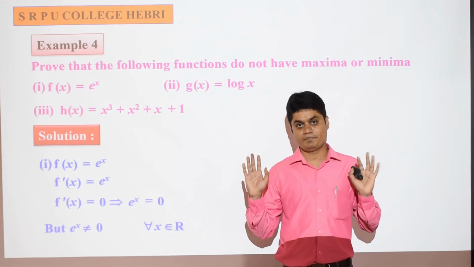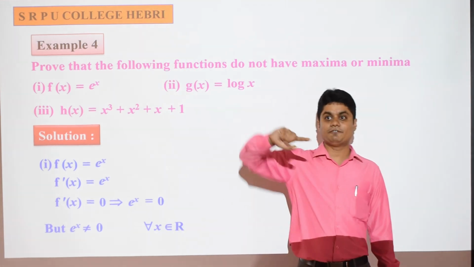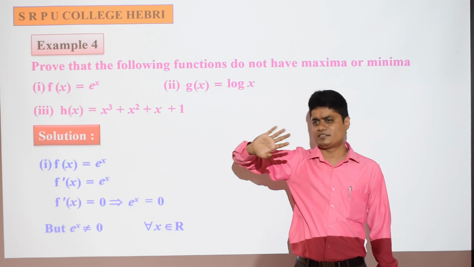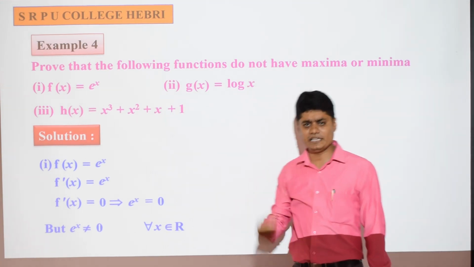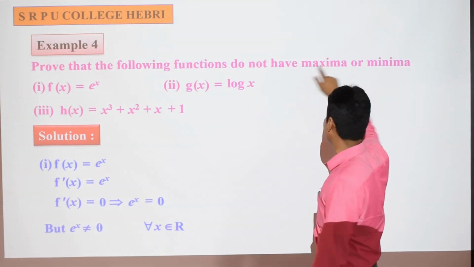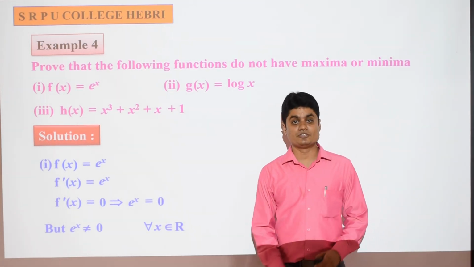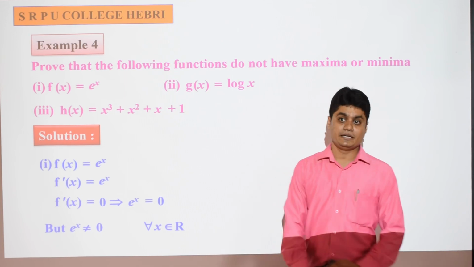If there is no critical point, that means the function either only increases or only decreases, so definitely no maxima, no minima. I hope you know the graph of e power x. It is only increasing, never stops, never decreases. So an only increasing function definitely doesn't have any maximum or minimum. You can write the conclusion that e power x does not have any maximum or minimum.